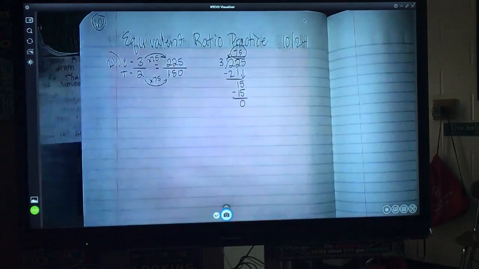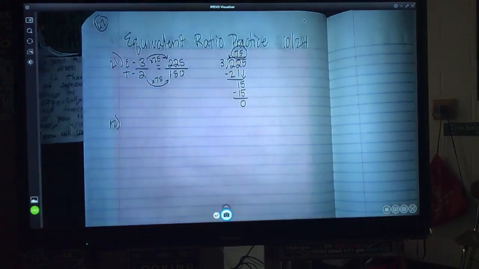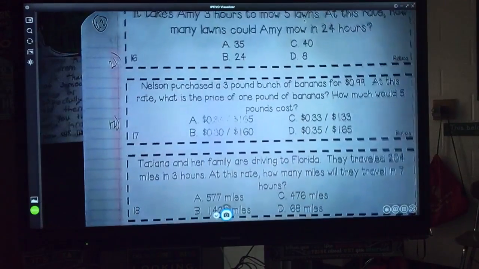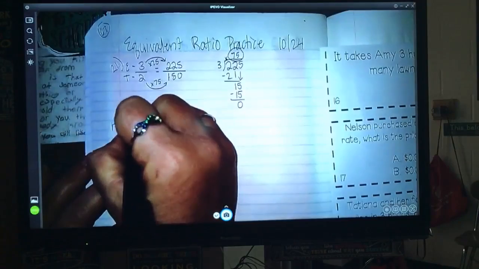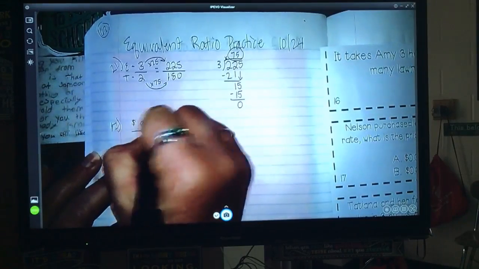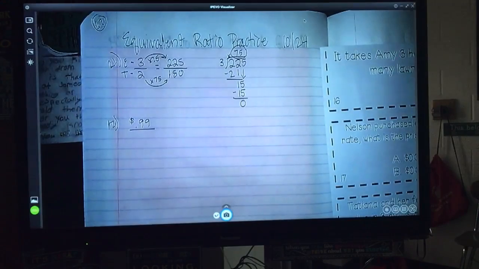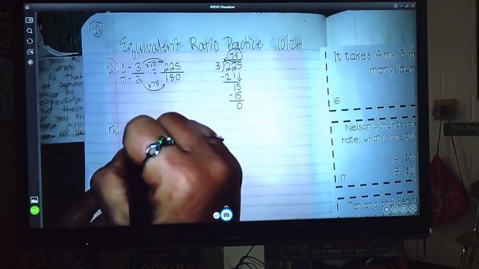Let's go over number 17, because I had a lot of questions in second period for number 17. So number 17 said Nelson purchased a 3 pound bunch of bananas for 99 cents. At this rate, what is the price of 1 pound? If I could read, that'd be fantastic. What is the price of 1 pound of bananas and how much would 5 pounds cost? Okay, so this is a 2-step problem. So the first thing that we know is that money always goes on top. So it's 99 cents for how many pounds of bananas? Mikael? 3. So 3 pounds.